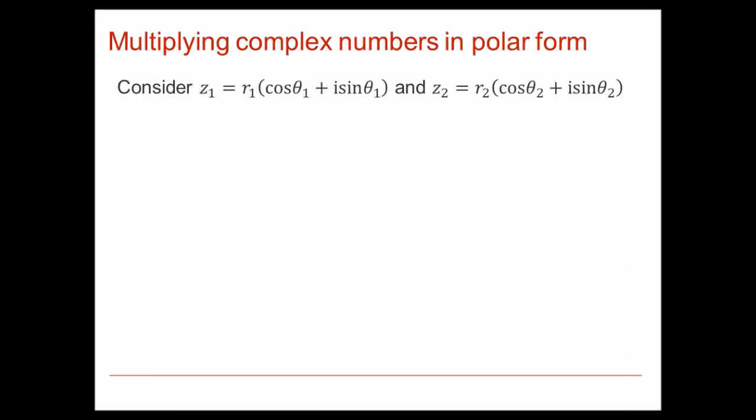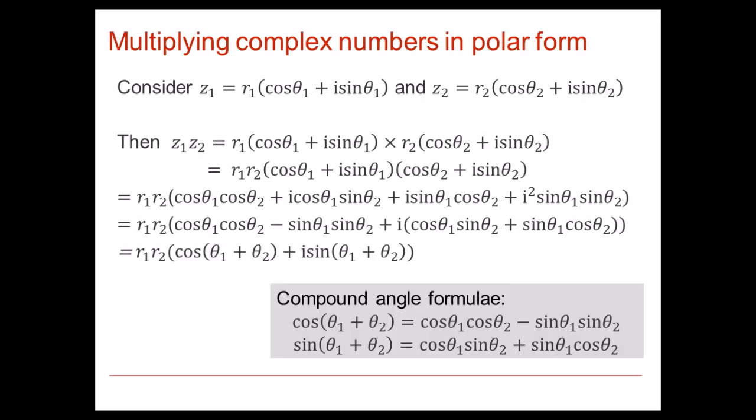So, considering complex numbers given in the modulus argument form, here z1 equals r1 (cos theta 1 plus i sin theta 1), and z2 equals r2 (cos theta 2 plus i sin theta 2). When we expand this out, we can see that using the compound angle formula, we get a result which is r1 r2 (cos(theta 1 plus theta 2) plus i sin(theta 1 plus theta 2)).